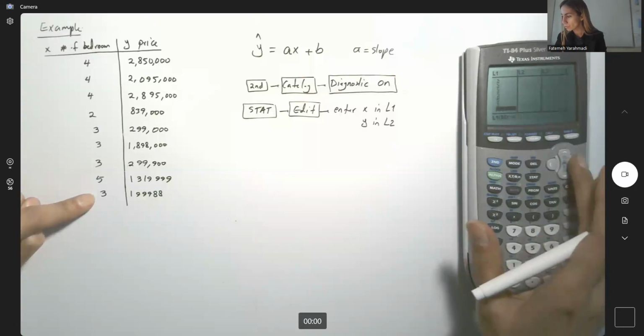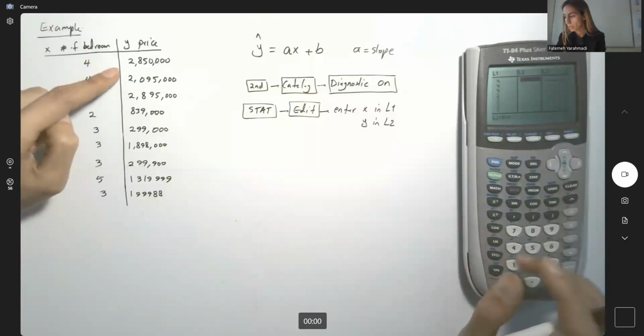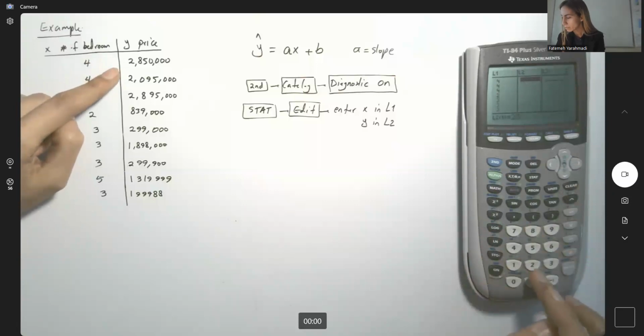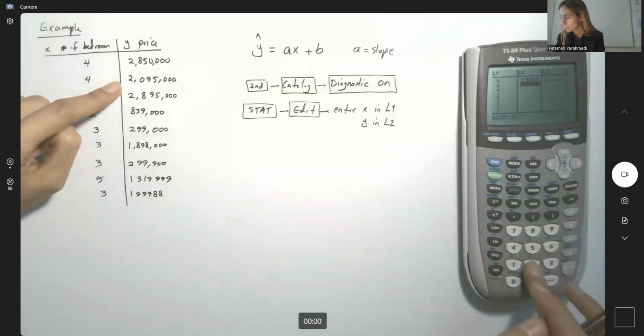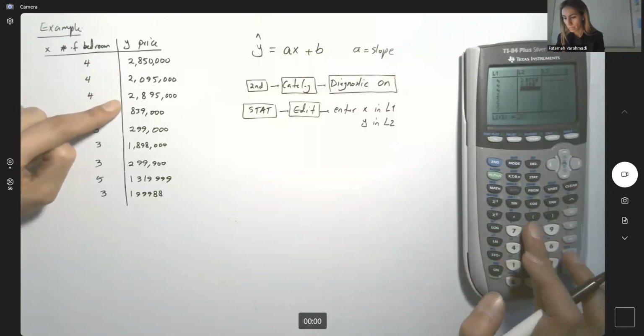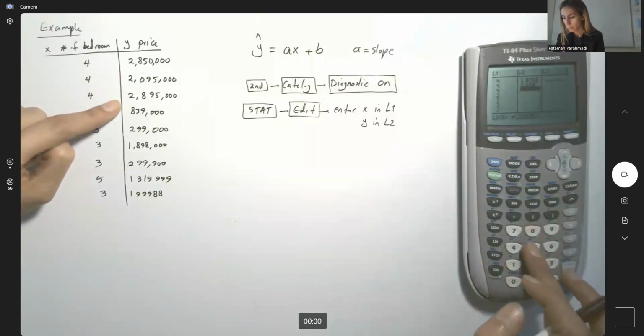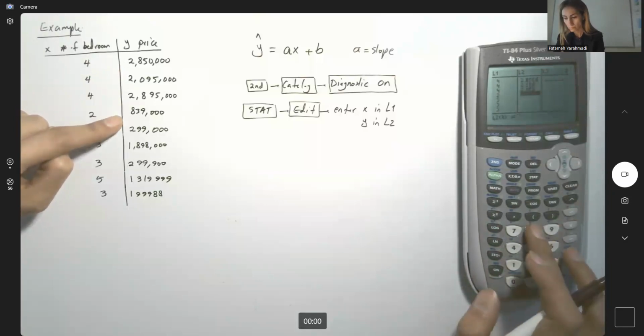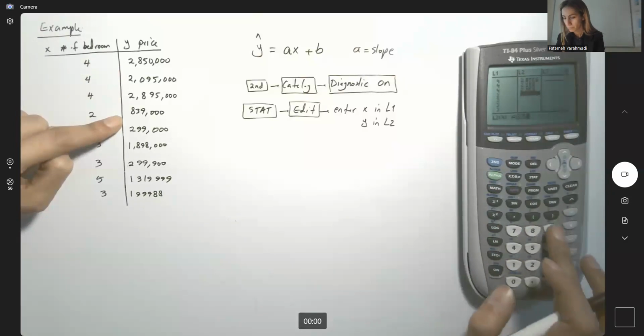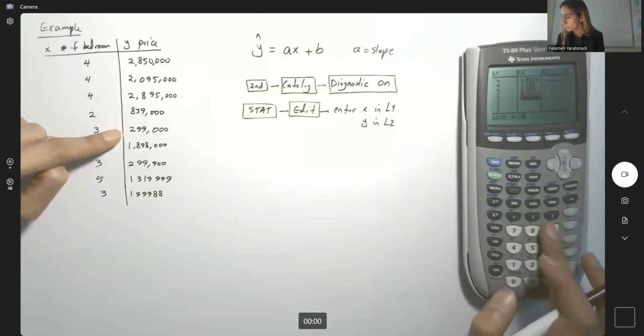Now let us move on to L2 and enter the prices. 2, 8, 5, 0, 1, 2, 3. Then you have 2, 0, 95, 0, 0, 0. The next number, 2, 8, 95, 0, 0, 0. Then you have 8, 39, 0, 0, 0. Then you have 299, 0, 0, 0.